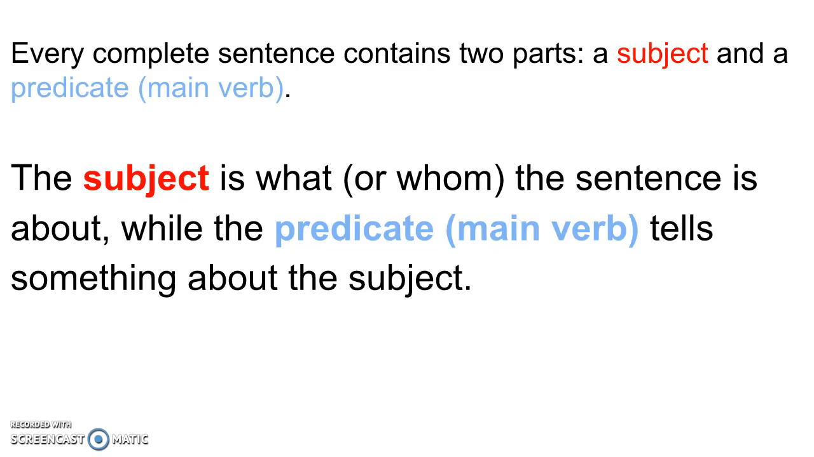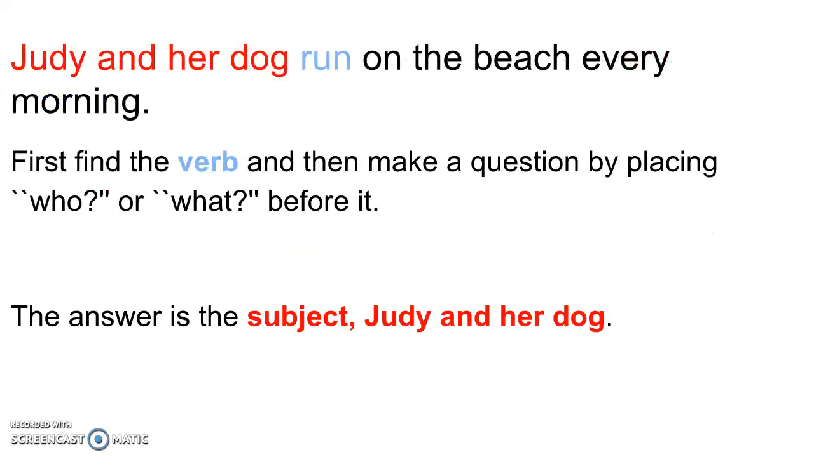Now, from now on, we're really just going to call that the main verb because I'm only interested in you identifying the simple subject and the simple predicate, which usually boils down to one or two words. So the subject is what or whom the sentence is about, while the predicate, or that main verb, tells something about the subject. So let's take a look at this example sentence.